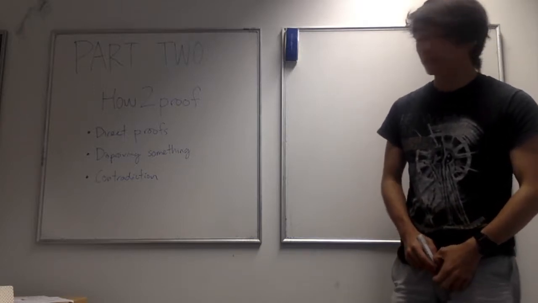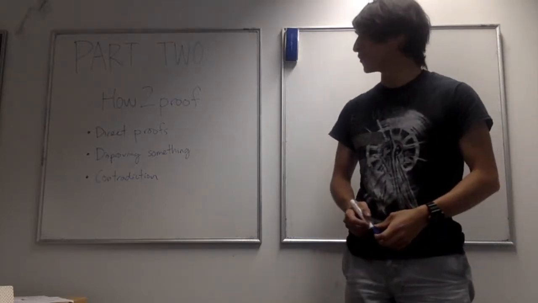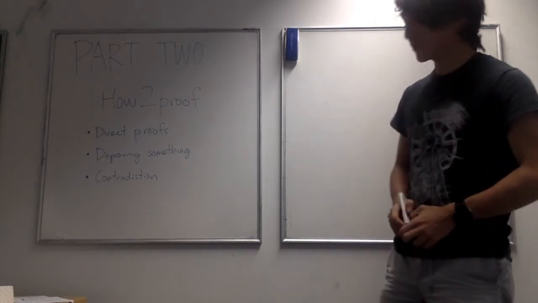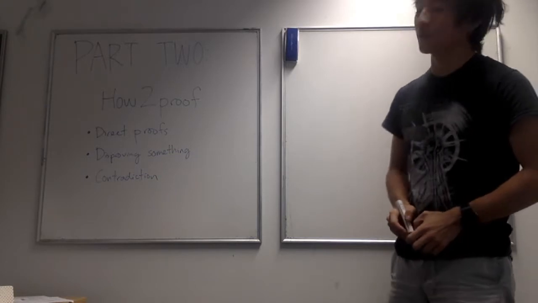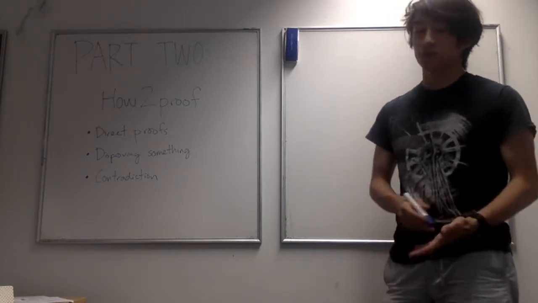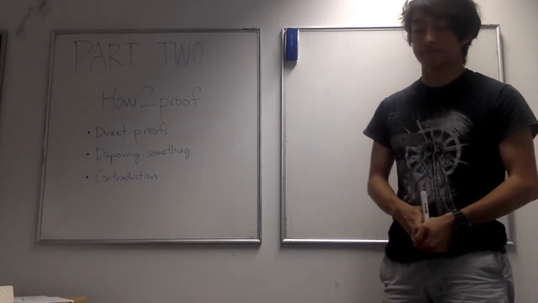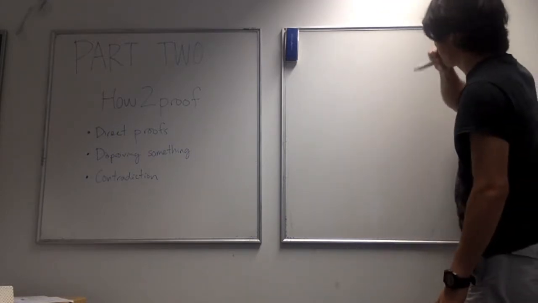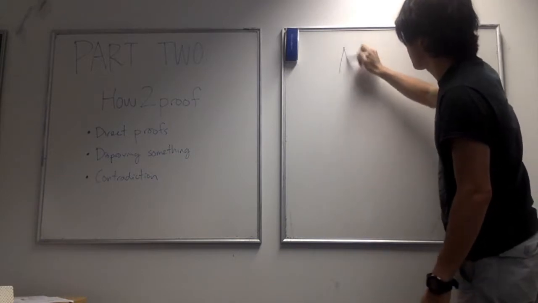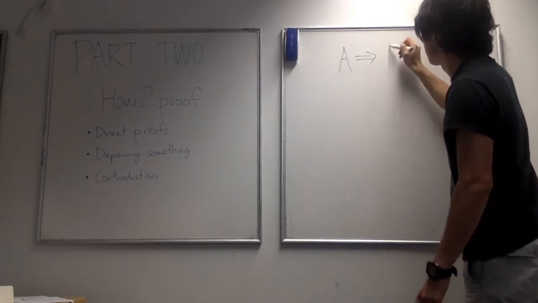Okay, part two, how to prove. So I'll talk about three different proving things, three different proofs: direct proofs, if you're trying to disprove something, and contradictions. So firstly, direct proofs. Basically, you're going to have something like A implies B.